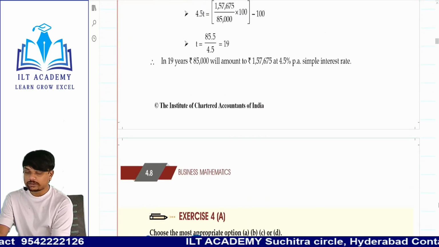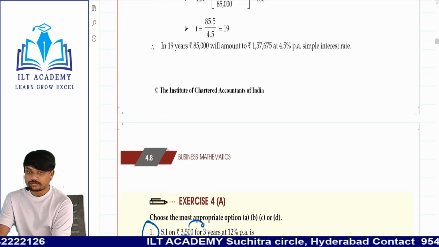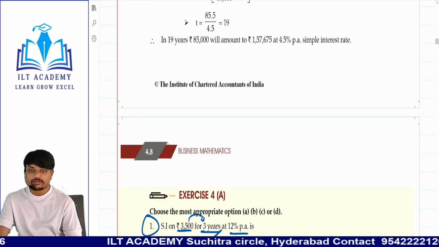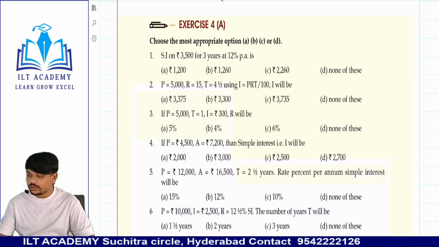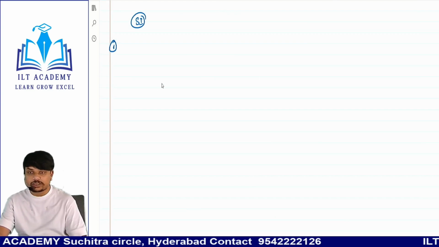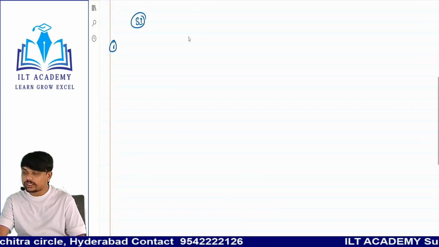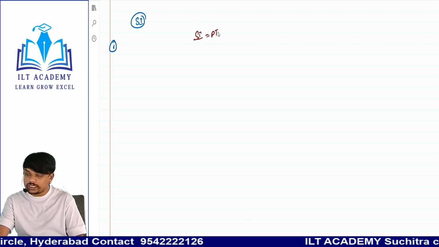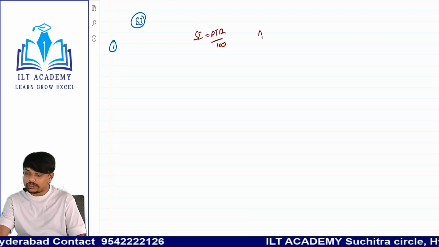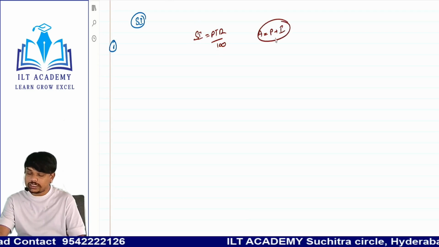Now let us do the simple interest exercise 4. Now let us understand simple interest concepts. First one is simple interest. The basic formulas for this part: simple interest is equal to PTR upon 100. Amount is equal to principal plus interest.